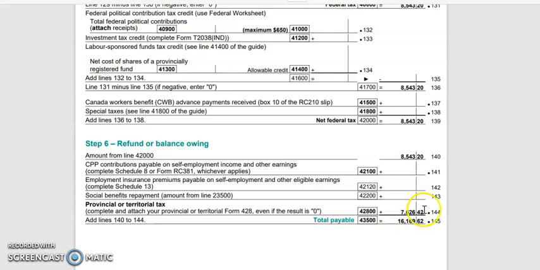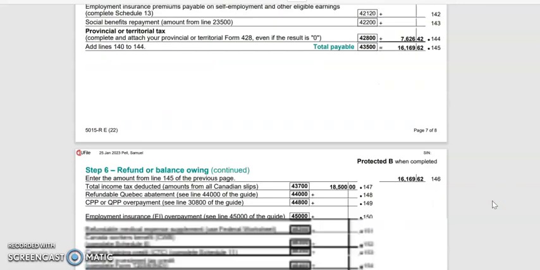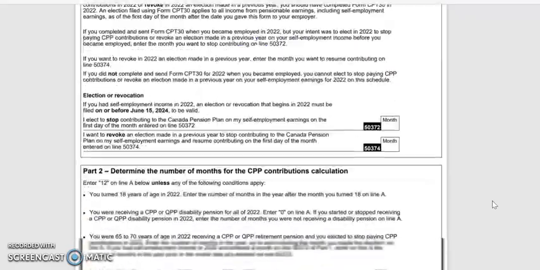So in the last video, we brought it up to step 6, where we started figuring out how much we have to pay. We filled in our amount from the federal, from line 42000, which was your 8543.20. You can see that here. And then we now need to figure out the provincial amount. So we scroll down to our provincial form.